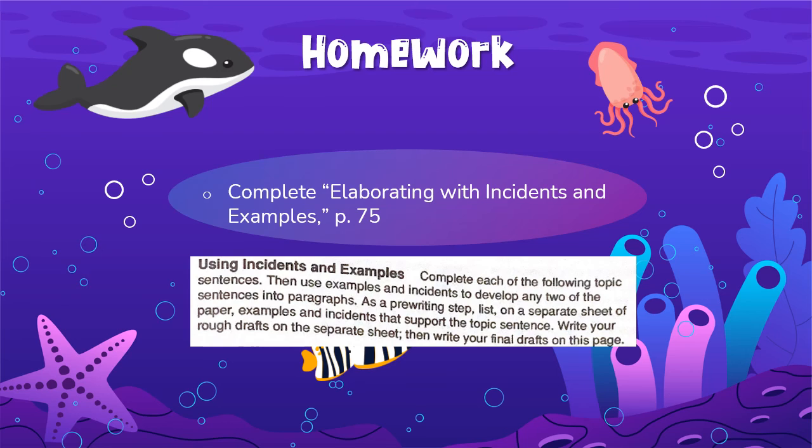So look at the topic sentences. You first need to finish them as a sentence. Then go to a separate piece of paper and put some examples and incidents. So some examples are just things to back it up. Incidents are events. So then list them out, how they would describe or how they would support your topic sentence. You need to use both for each topic sentence. Write your rough drafts on that separate sheet of paper after you finish your brainstorming. Then write the final draft on this page. You need to have at least 4 to 5 sentences per topic sentence. So the 4 to 5 sentences do not include your topic sentence.